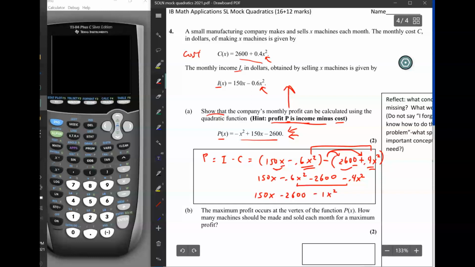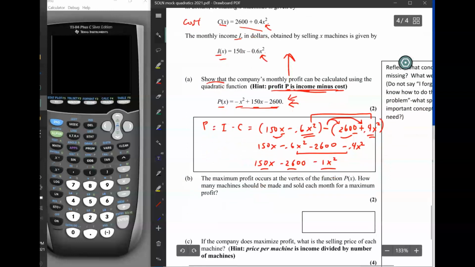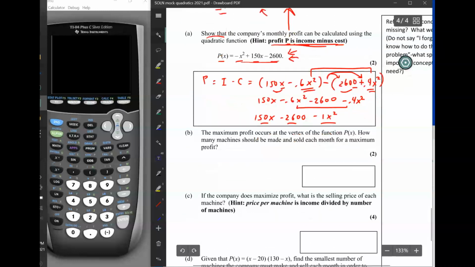And I'm done. Look, negative 1x squared, negative 1x squared. 150x, 150x, negative 2600, negative 2600. I did it. I got the answer that they told me I was going to get, and I didn't use it to get it. I took the hint, which is profit equals income minus cost. I plugged in the income and the cost, and I eventually got the expression that I was supposed to get. Yes, show that means algebra problem.